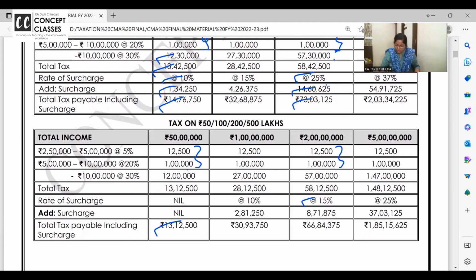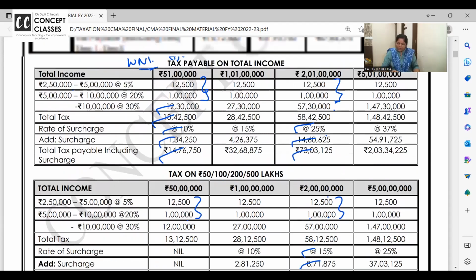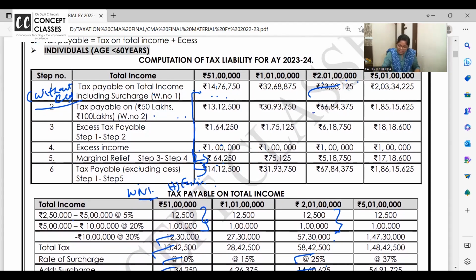Clear or not? So what will be the tax on 2 crore: up to 10 lakhs, 1,12,500, and above that, on 1 crore 90 lakhs, 30%. You can do 190 lakhs, it is easy. 57 lakhs. So on your total tax put 15% surcharge and your tax is 6684.